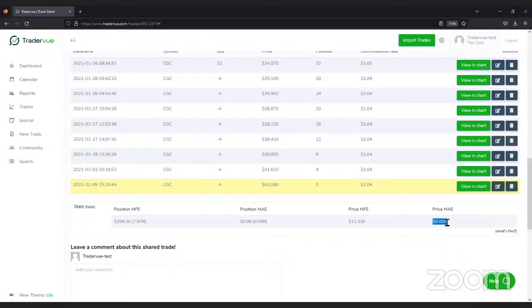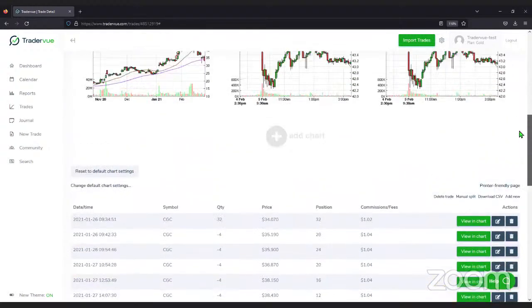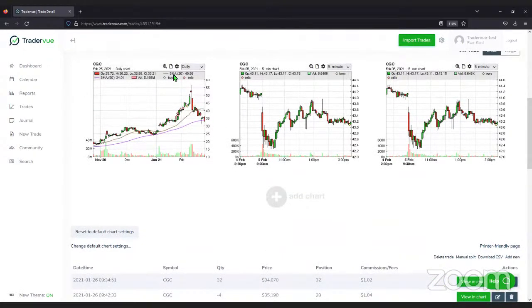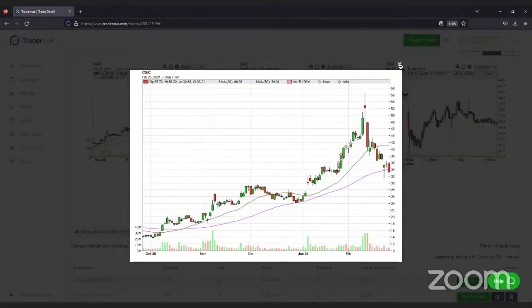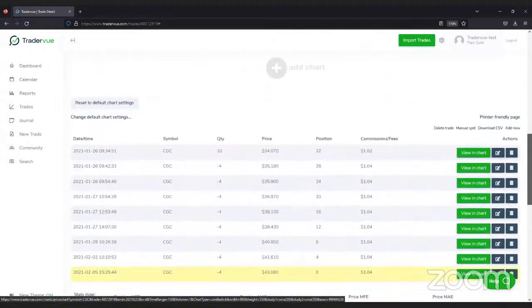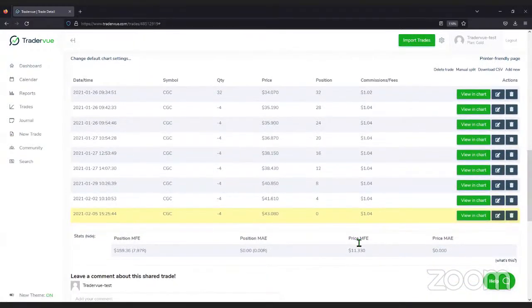This one doesn't have price MAE because it started working right away, if I remember correctly, and we can see it on the chart. For those of you that do not know, MFE basically means maximum favorable excursion, and MAE basically means maximum adverse excursion. That's something we will take a look at in a bit in the advanced charts. I will explain a little bit more about that.